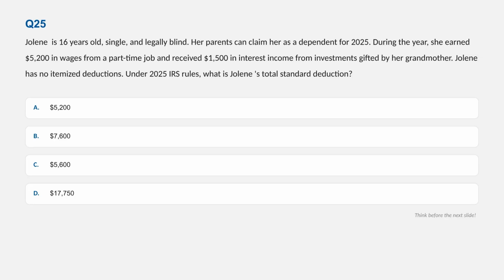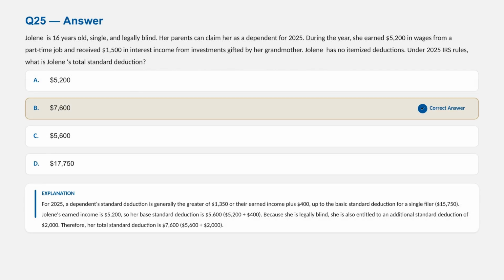A. $5,200, B. $7,600, C. $5,600, D. $17,750. The correct answer is B.